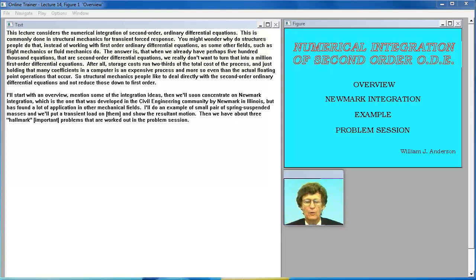The answer is that when we already have perhaps 500,000 equations that are second-order differential equations, we really don't want to turn that into 1,000,000 first-order differential equations. After all, storage costs run 2/3 of the total cost of the process, and just holding that many coefficients in a computer is an expensive process, more so even than the actual floating point operations that occur.